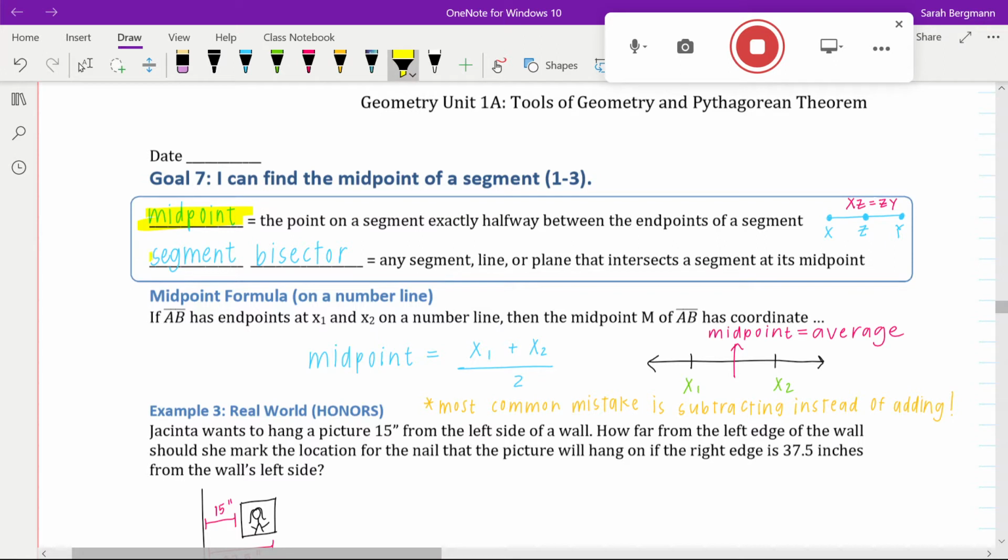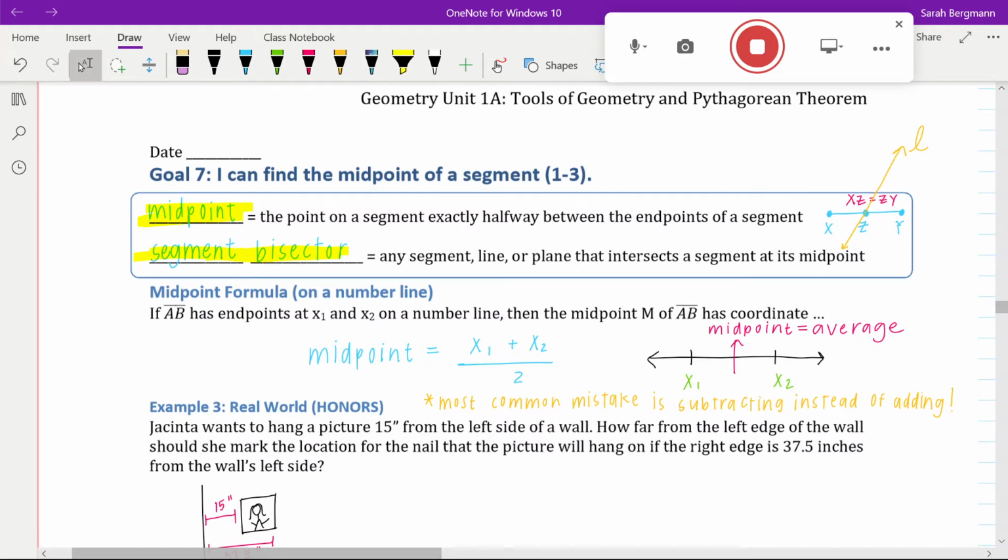Next, we also have the term segment bisector. A segment bisector is any segment or line or plane that intersects a segment at its midpoint. So, for example, if I had another line going through this, let's call it line L, and it intersects at point Z, it intersects a segment. Since it intersects segment XY at its midpoint, point Z, line L is a segment bisector.